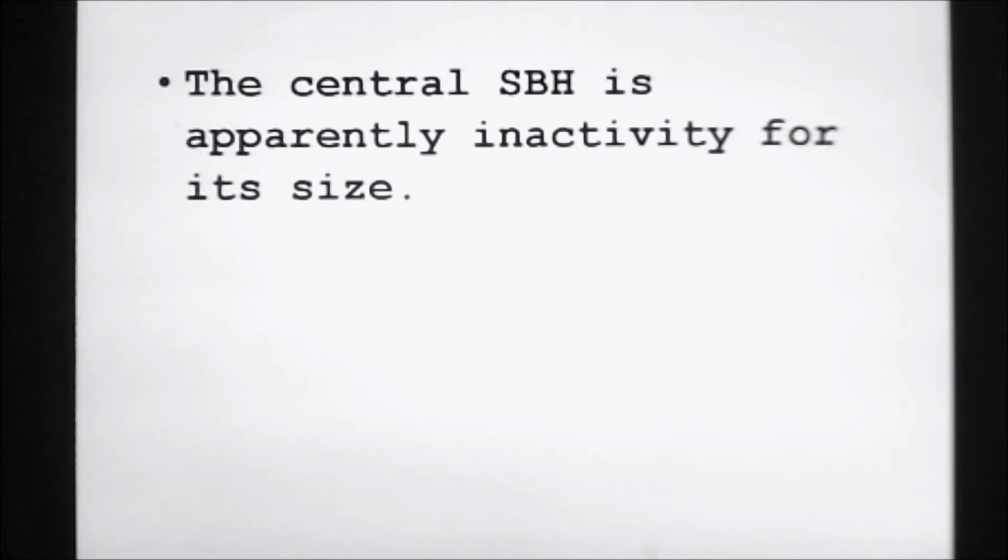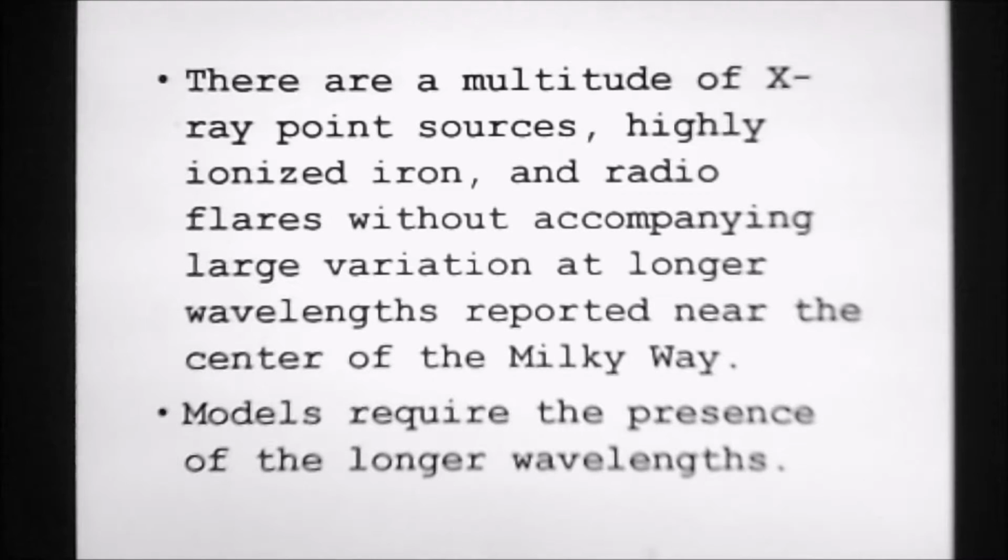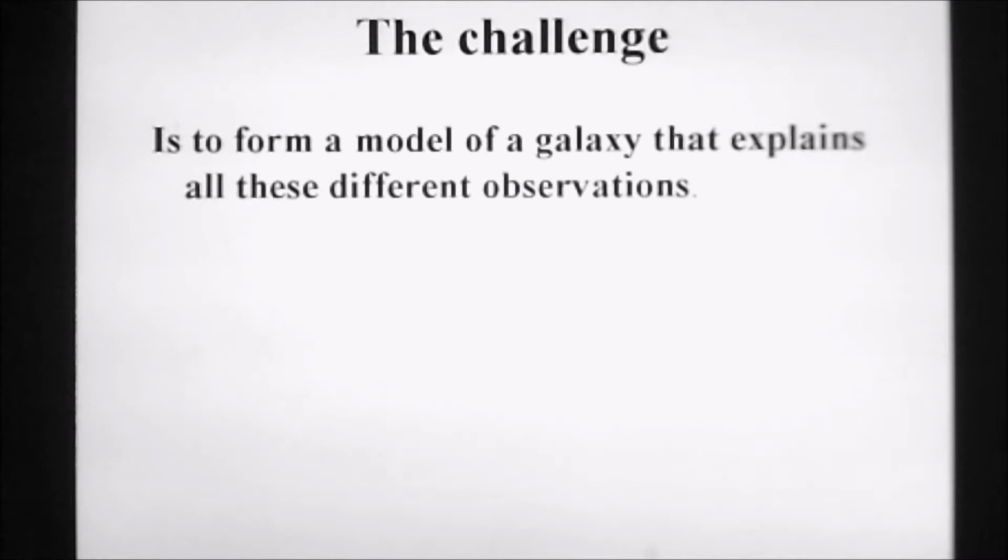The central supermassive black hole is apparently inactive for its size. There are a multitude of X-ray point sources, highly ionized iron, and radio flares without accompanying large variation at longer wavelengths reported near the center of the Milky Way. Models require the presence of longer wavelengths if you have these X-ray point sources. The challenge is to form a model of a galaxy that explains all these different observations.